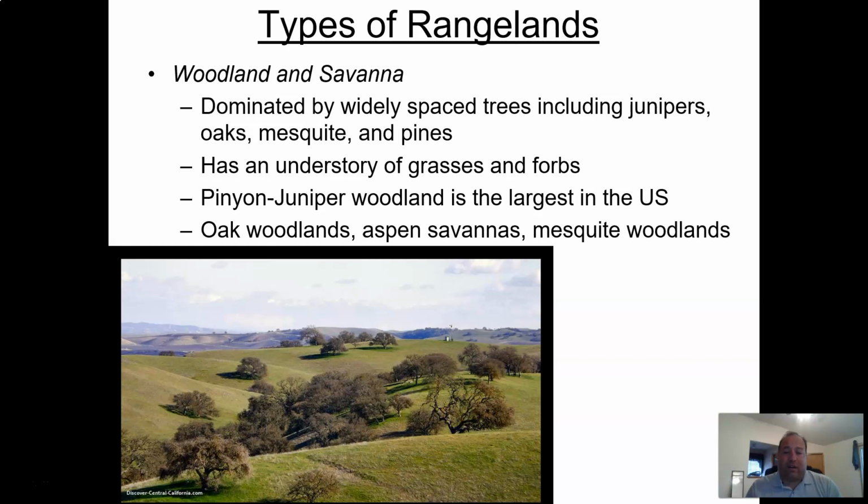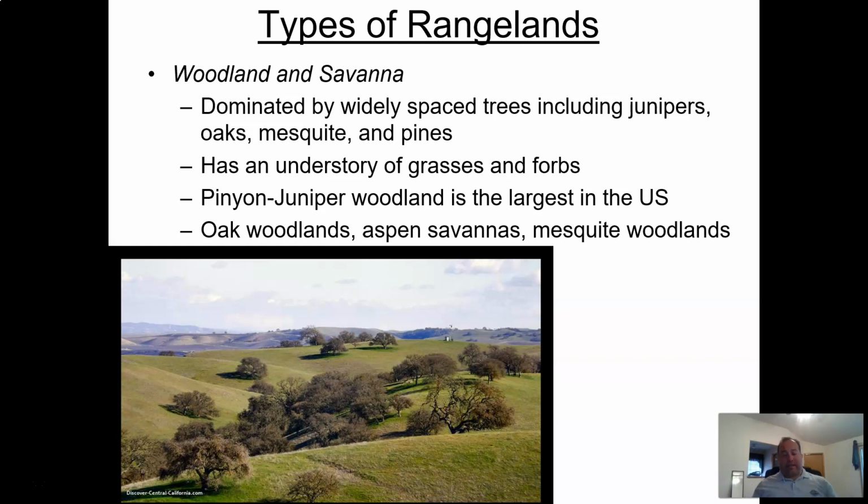In the western United States, pinyon juniper, so pinyons are small pine trees where we get pine nuts from, and junipers are another small conifer, and that's the largest woodland in the U.S. It makes up a large part of the western United States. Other ones, if you're in Texas, you'll run into mesquite woodlands. If you're in Colorado, Wyoming, you might run into some aspen savannas.